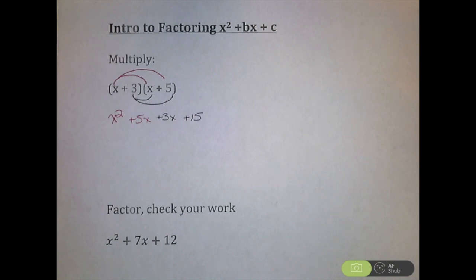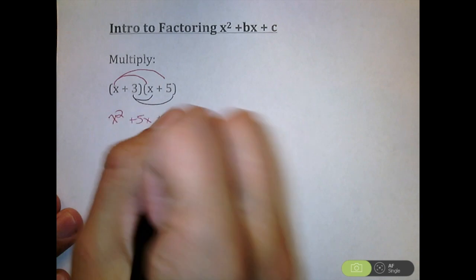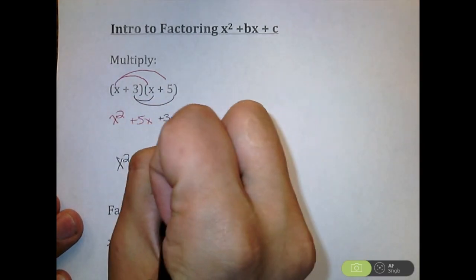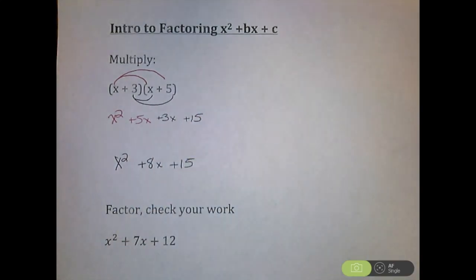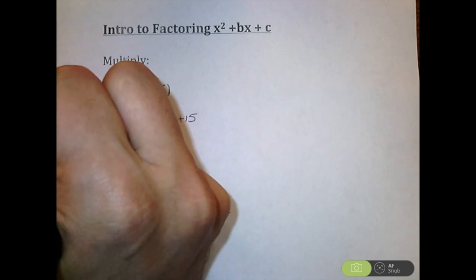Now, when you combine like terms there, you start from the highest and go to the lowest. I have an x squared. 5x plus 3x is 8x. And then we have a plus 15. So this is multiplying, going from top towards the bottom there.